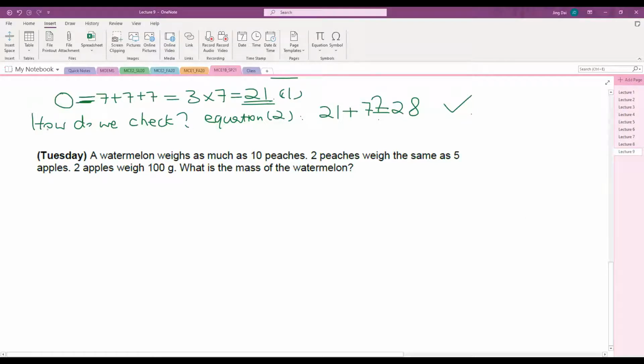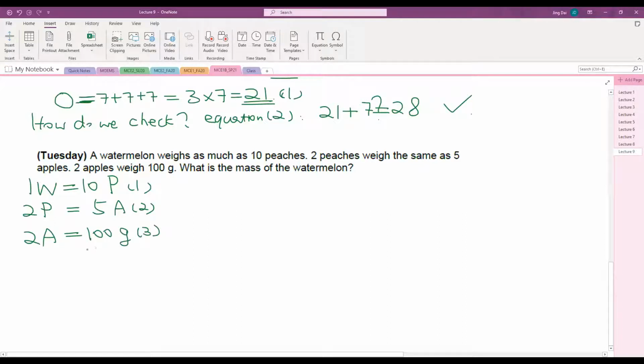Okay. All right. So let me write these equations down. 1 watermelon, 1 W, is 10 peaches. That's my first equation. Now 2 peaches is 5 apples. That's my second equation. Now 2 apples is 100 grams. Finally, we see some number, right? So 2 apples is 100 grams.